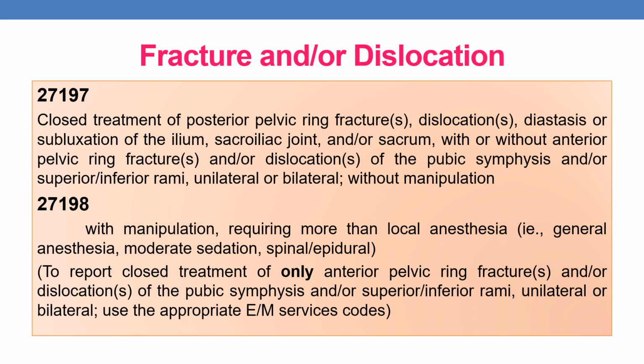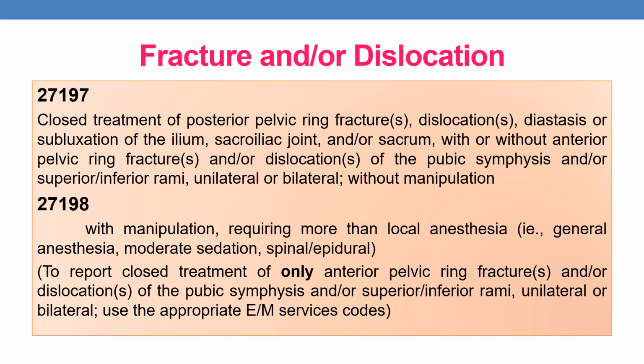Coming to fracture and dislocation, the first CPT is 27197. It deals with closed treatment of posterior pelvic ring fractures. Posterior pelvic ring fracture, dislocation or diastasis or subluxation of ilium, sacroiliac joint and/or sacrum with or without anterior pelvic ring fractures. This is a treatment for posterior pelvic ring fracture. It can be associated with or without anterior ring fracture.